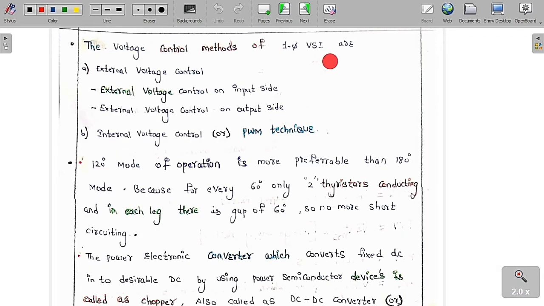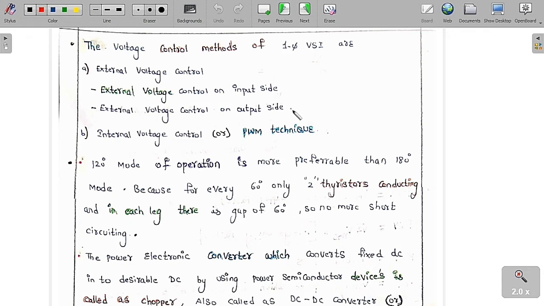The voltage control methods of a single phase voltage source inverter are external voltage control on the input side, external voltage control on the output side, and internal voltage control by the PWM technique. Let us see how to control the voltage in a voltage source inverter. Basically it converts a fixed DC into an AC. So how to control the output voltage in this voltage source inverter, we are going to discuss. If you vary the input side voltage externally, then you can vary the output voltage also.